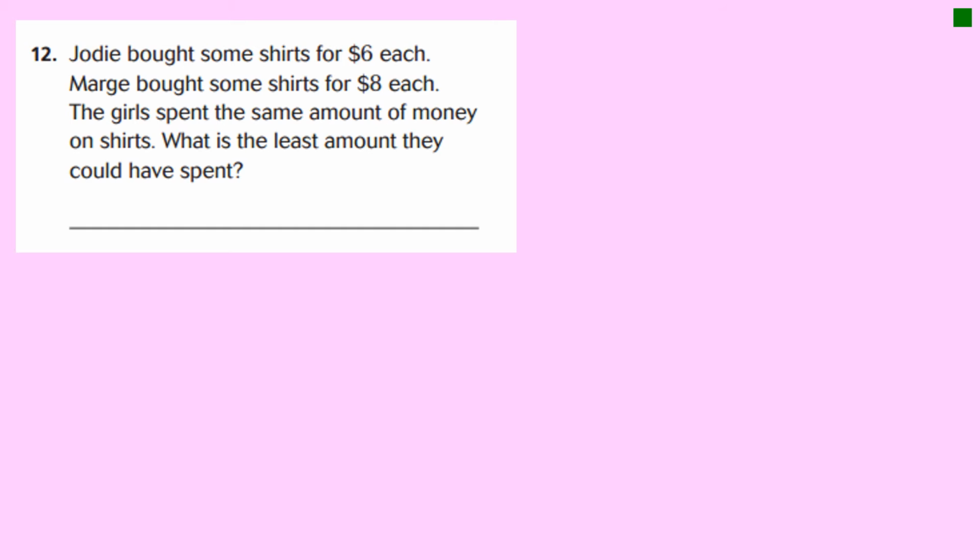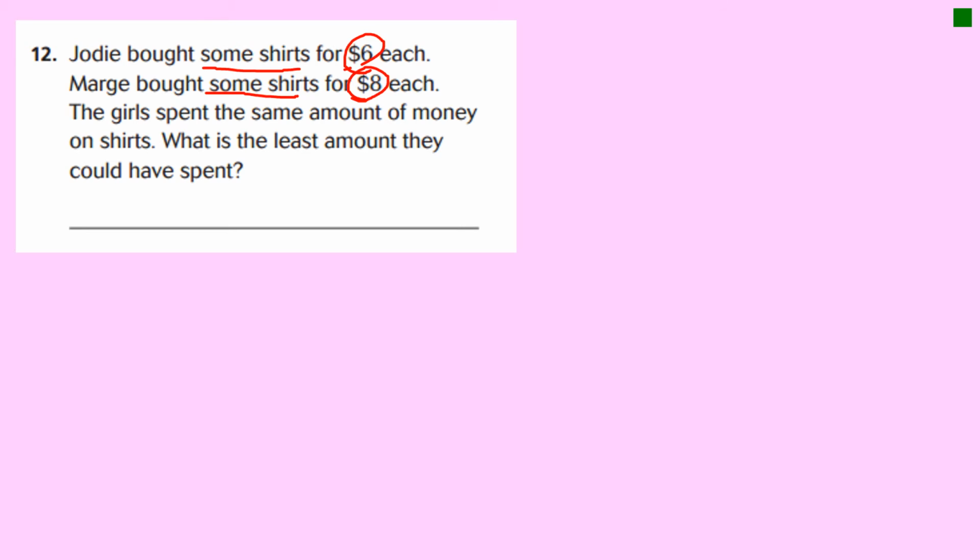Okay, here we go. Jody bought some shirts for $6 each. So it just says she bought some shirts for $6 each. Doesn't say how many, does it? Marge bought some shirts for $8 each. Again, we don't know how many shirts Marge bought either. The girls spent the same amount of money on shirts. What is the least amount of money they could have spent?